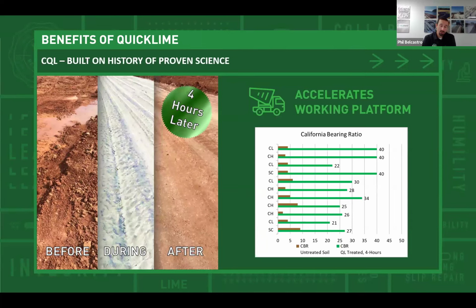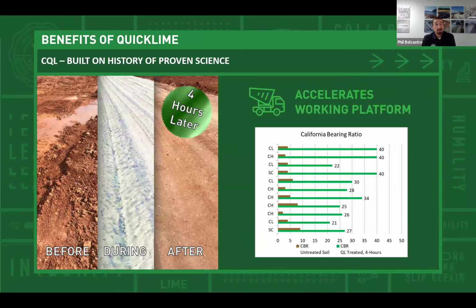So that's what we're seeing in the before, during, after. A couple hours later, those folks are drying the site. You're getting the additional benefit of modification. And with CQL, we're doing it faster, right? Maybe preaching, hammering that home. The sizing helps us make this happen faster.